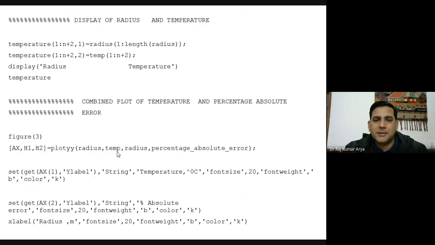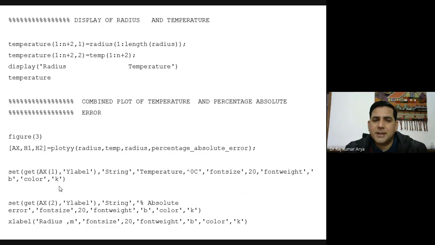So the radius, then you have temperature. So radius, temperature would go first. It will plot on the primary y-axis and the primary bottom axis. So the first two are this one only. Second, you have radius and percentage. So radius is again the same primary x-axis, and whatever you have in the next command, percentage absolute error, will go to the secondary y-axis. Okay, fine. Yes, sir. So this command is being used to make both the y-axes in the same graph.